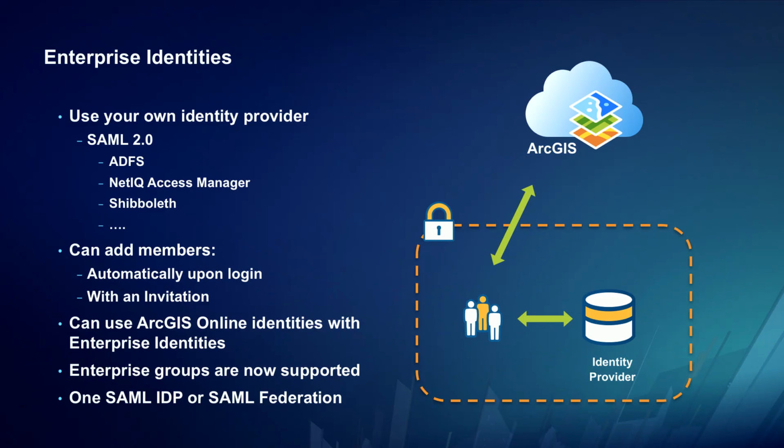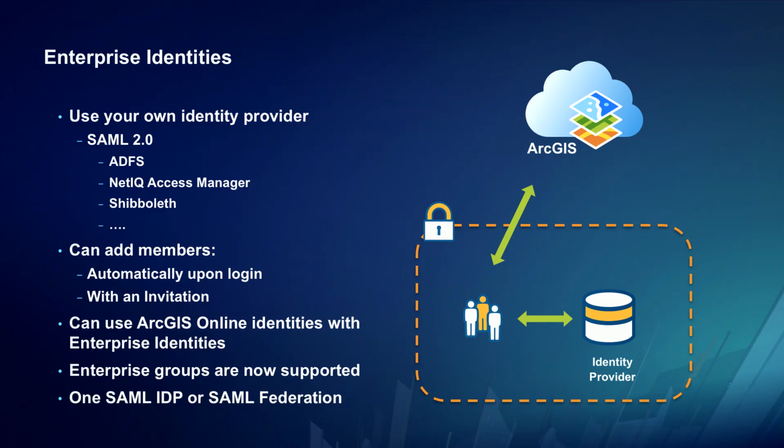We have documentation on how to set this up with about 6 different popular identity providers, ADFS, NetIQ, Shibboleth, and some others, but it should basically work with any SAML 2.0 compliant identity provider. You can set this up so anybody who goes through the authentication process on your identity system logs in and is allowed into your organization, or you can do it by invitation. Since ArcGIS Online is licensed by user, you might want to limit who has access to it, so you could do it by invitation if you wanted to.